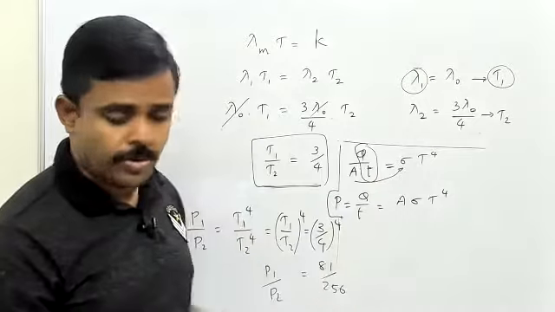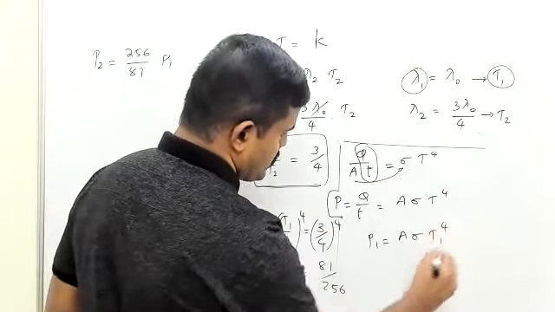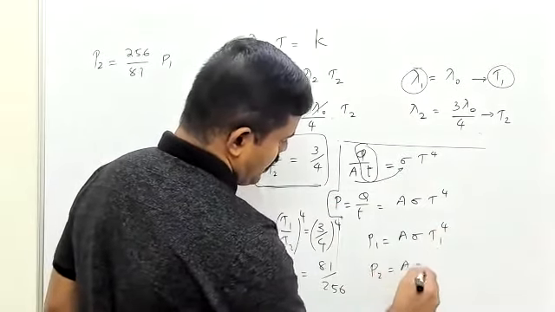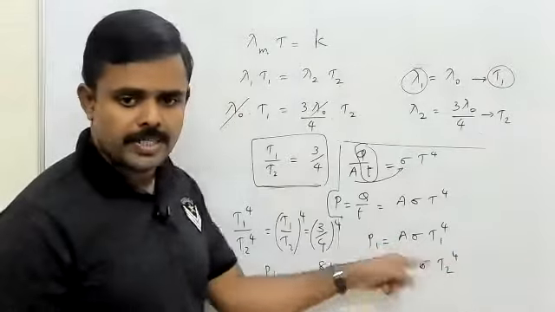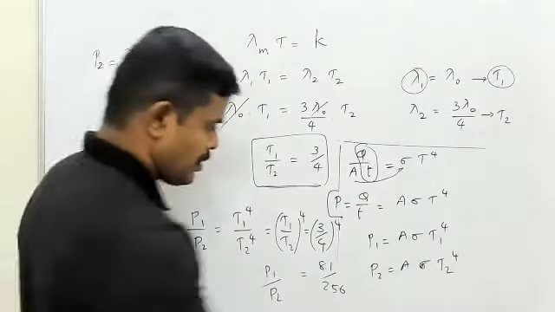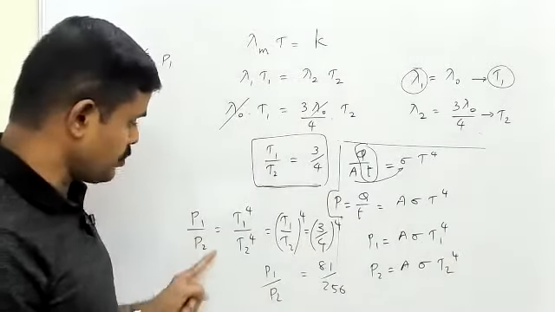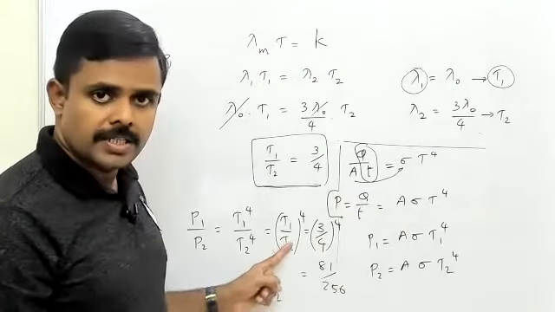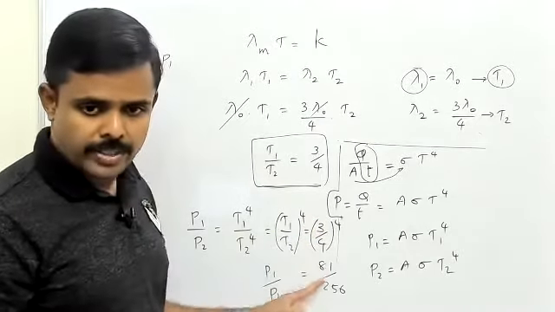So for two bodies, P1 will be A sigma T1 raised to 4, and P2 will be A sigma T2 raised to 4. A is the same for both, sigma is the same for both, since it is the same body. So if you find the ratio P1 by P2, it is T1 by T2 to the whole raised to 4. T1 by T2 is 3 by 4 here, so it is 3 by 4 the whole raised to 4.